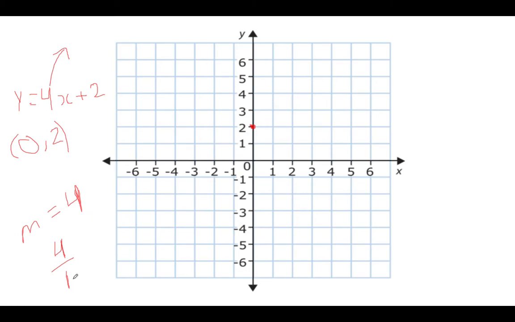Since our run is plus 1, it's not negative, I'm going to go to the right 1 and up 4, because my rise is 4, right? So starting at 2, my y-intercept, go right 1 and go 4 up: 1, 2, 3, 4. There we go. That's my point there, because that is my slope.